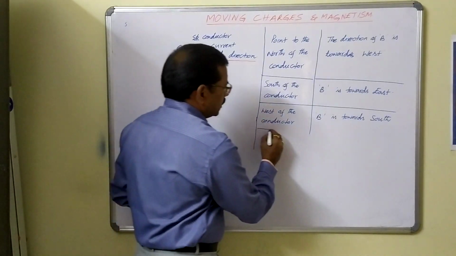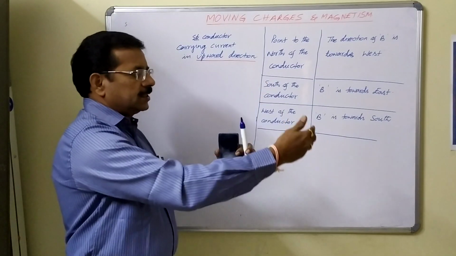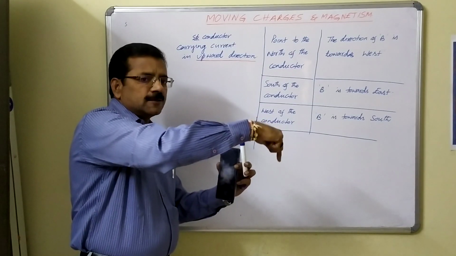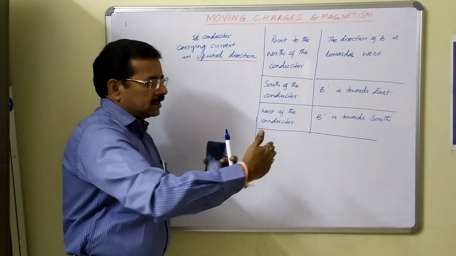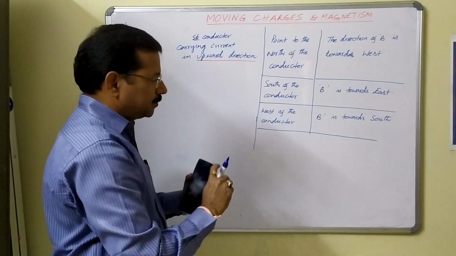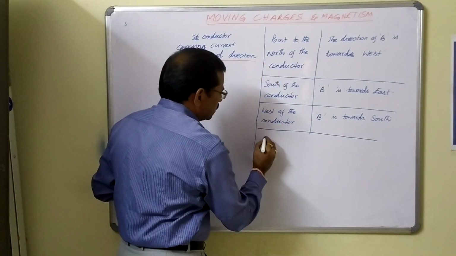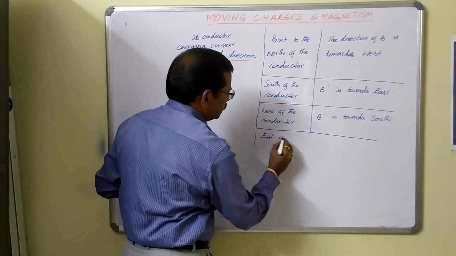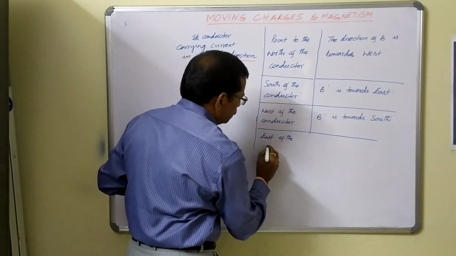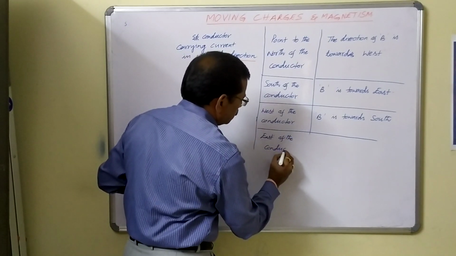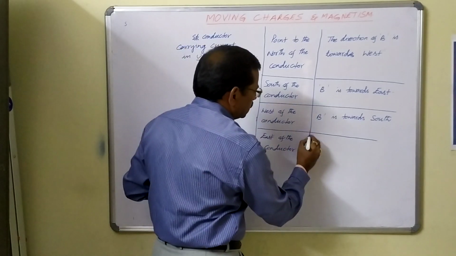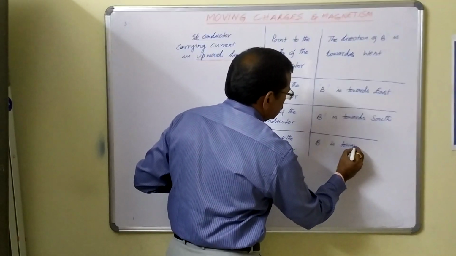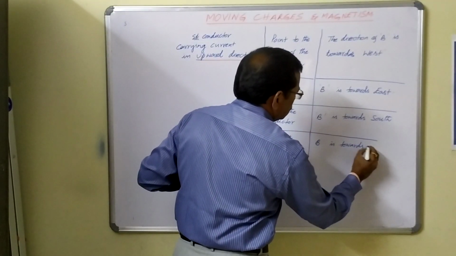Now consider a point to the east of the conductor. The field lines curve like this. At this point, if you draw a tangent, the tangent will be directed towards north. So, at a point to the east of the conductor, B is towards north.